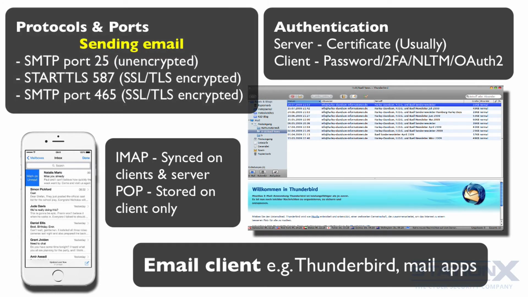Then we have the protocols for sending emails with an email client. We have SMTP port 25, which is the original unencrypted port to use. You don't want to use this if you care about your emails and sending your emails and privacy. Then you have something called Start TLS, which is usually on port 587, and that is using SSL TLS encryption. And then you have SMTP port 465, which again is SSL TLS encrypted. You want to use, where possible, SMTP port 465 with the SSL TLS. Start TLS on 587 is more susceptible to man-in-the-middle attacks.